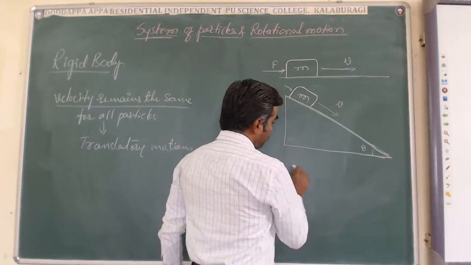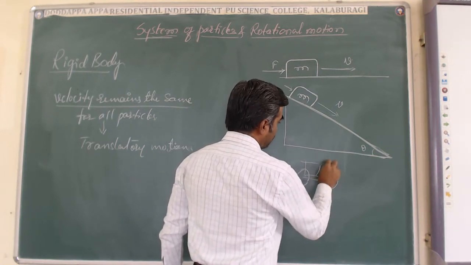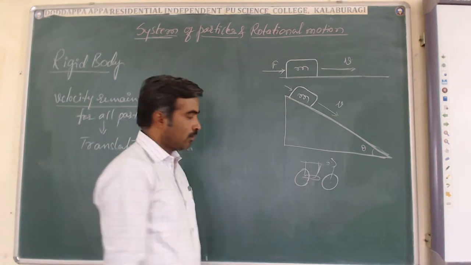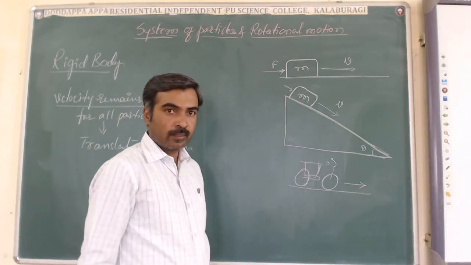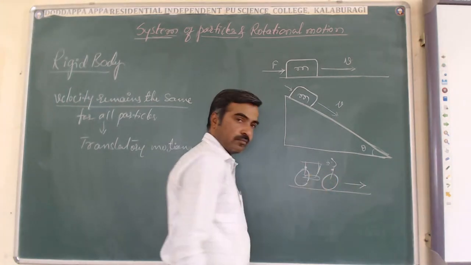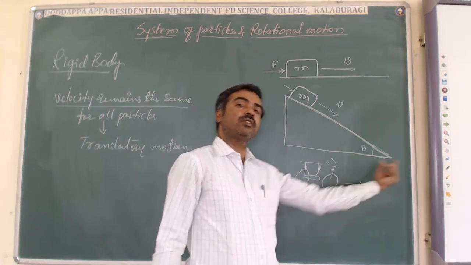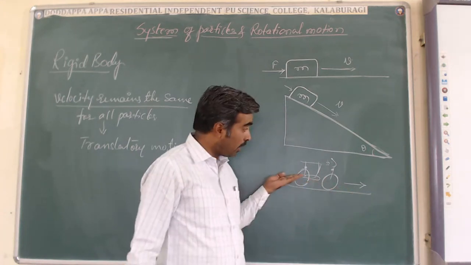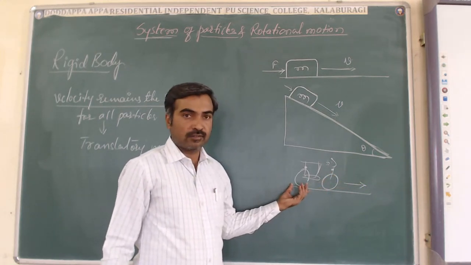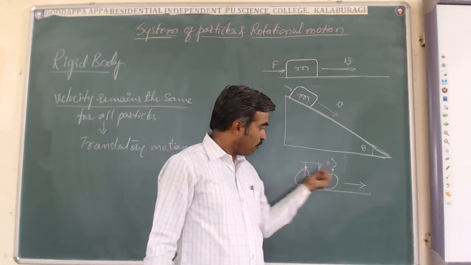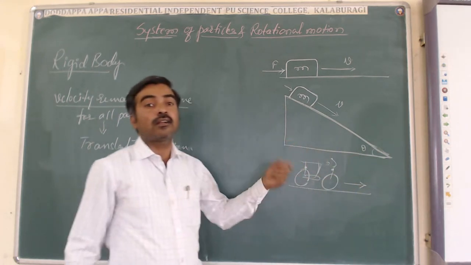When you consider a bicycle, if a person is riding the bicycle, it moves on the horizontal surface in this direction. With respect to this point and this point, whenever it is set into motion, the entire cycle moves with the same velocity, linear velocity I am talking about. There is no difference between this part of the bicycle and this part of the bicycle. Every point of the entire bicycle moves with the same velocity. That is called translatory motion.